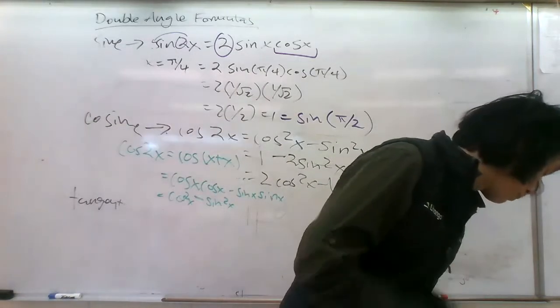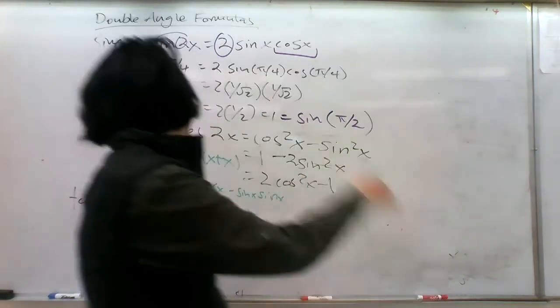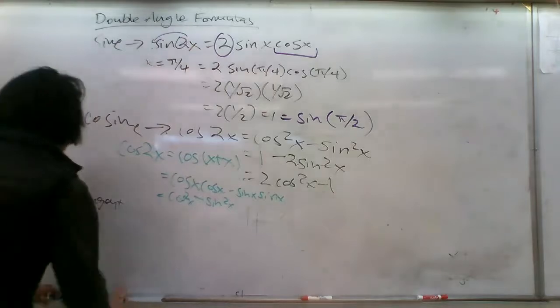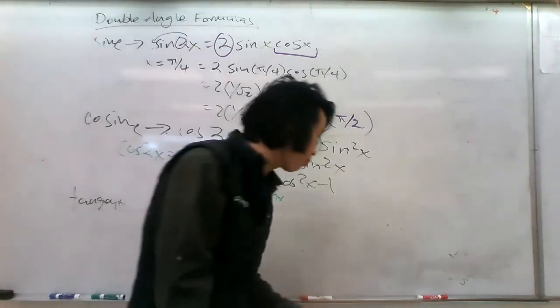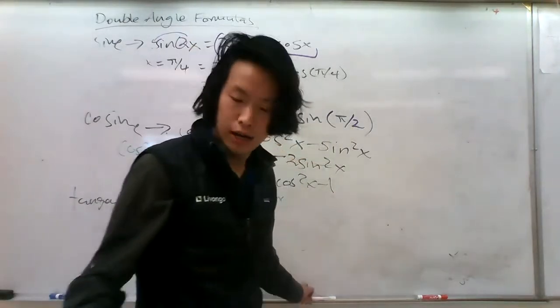All right. The third iteration of the double angle formula is the following. The tangent formula. This is the most complex, but I'm sure you'll get the hang of it.